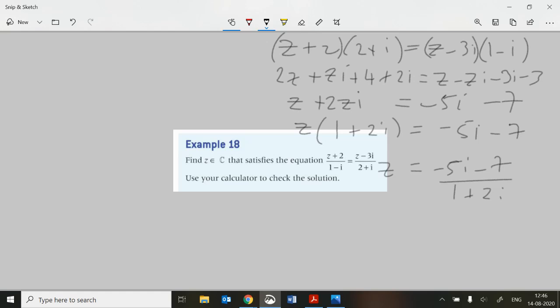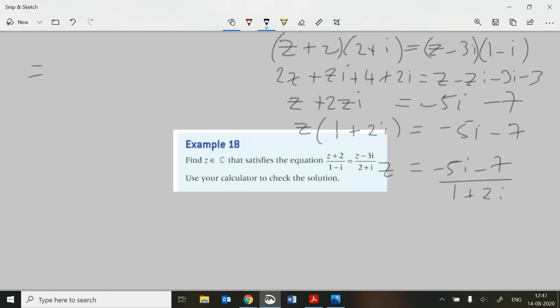Now, again, it's not good enough to leave it like that. And that is partially done, but you'll probably lose a couple of marks by not giving it in the correct form. And probably an exam question will say, can you give your answer in this form where a and b are rational numbers or are real numbers? Okay. So we need to take this a little bit further.